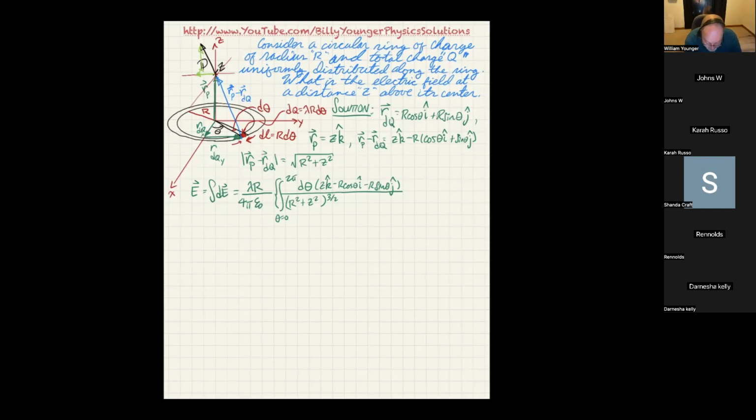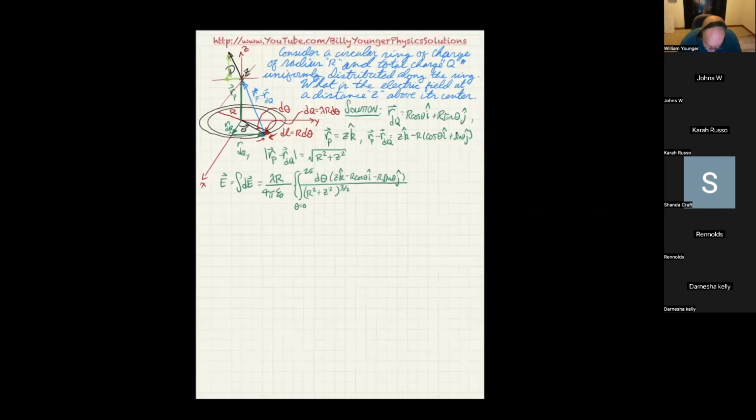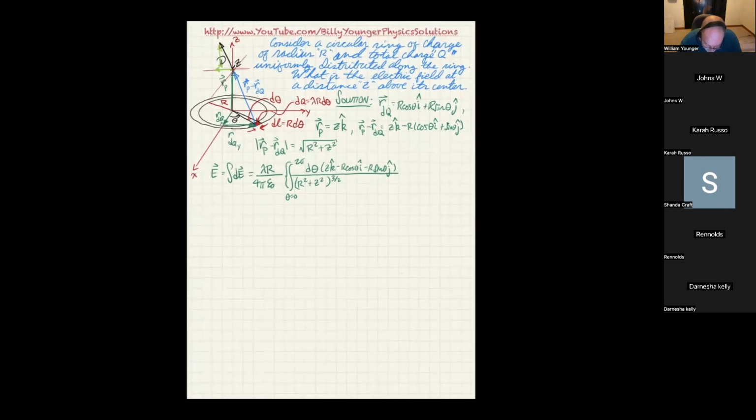The reason why I'm pointing out those x, y, and z components is I want you to see that every little dq that I put on this ring is always going to have a positive k hat component. Okay. But if we choose the diametrically opposed dq, for instance, which would be right over here, then that one would have exactly the opposite x component and the opposite y component.